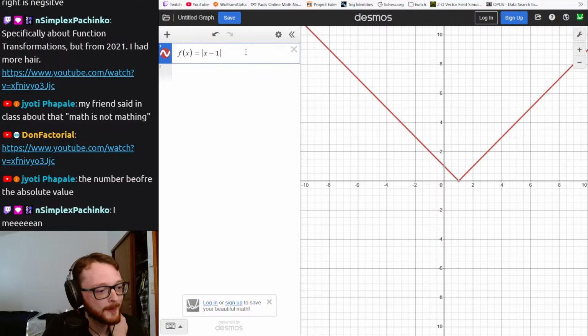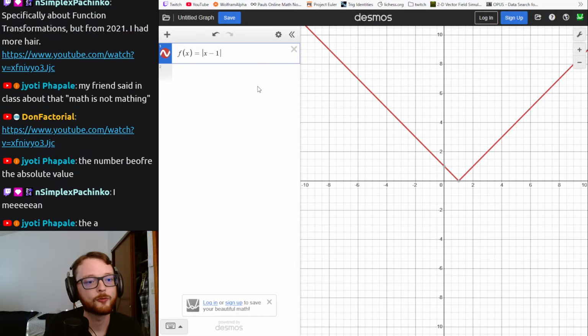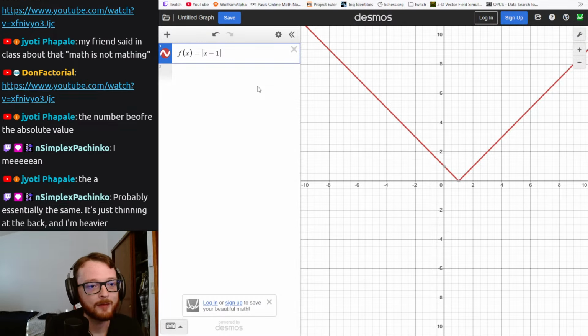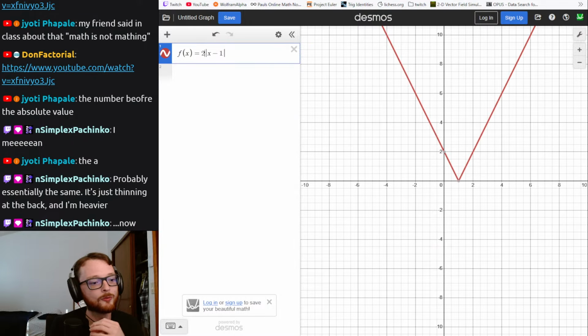So the number before the absolute value. If you want to put a number out here, that's going to correspond with a vertical stretch. So if I put a 2 out here, we're going to get stretched vertically by 2.